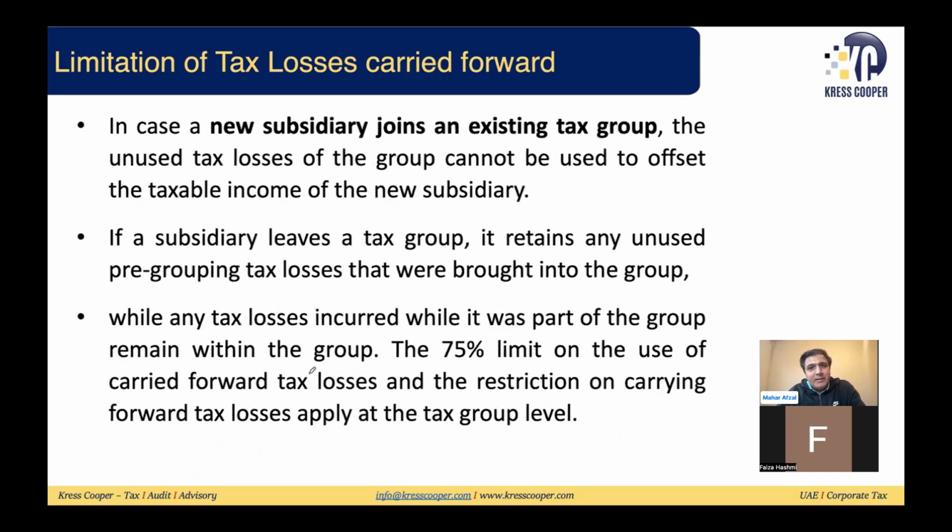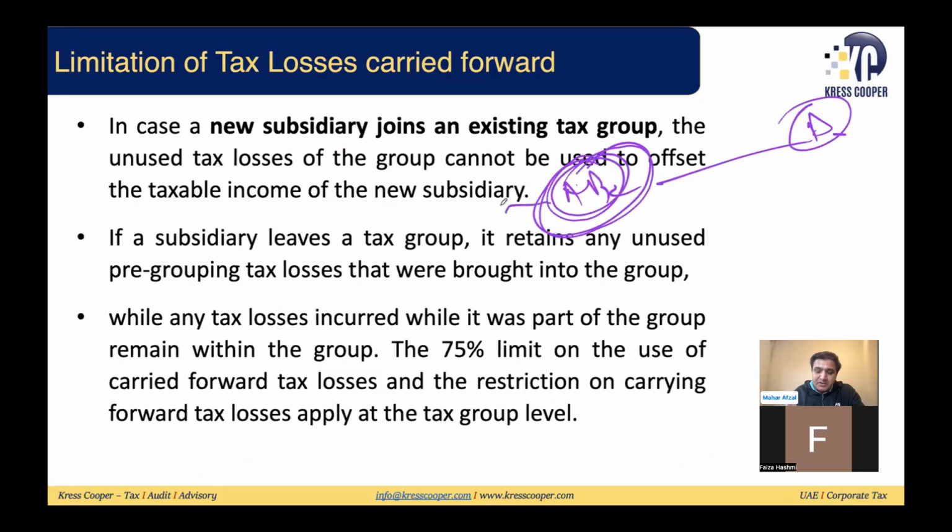In the same way, now we'll discuss the subsidiary situation. The same situation: A, B, C is the group, and D is the subsidiary joining them. The same conditions will be applicable for the group as well. The pre-grouping losses of the group will be adjusted up to 75% of the taxable income of the whole group, including D. Secondly, it will be adjusted against the income of ABCD. And any pre-grouping losses of ABC can be carried forward by ABC only against its future taxable income.